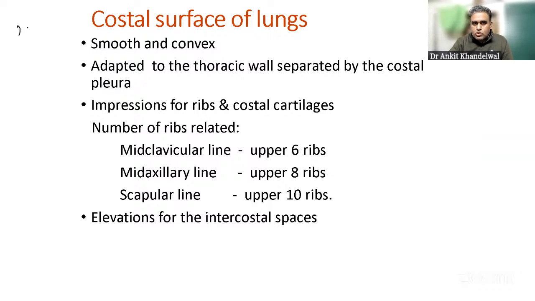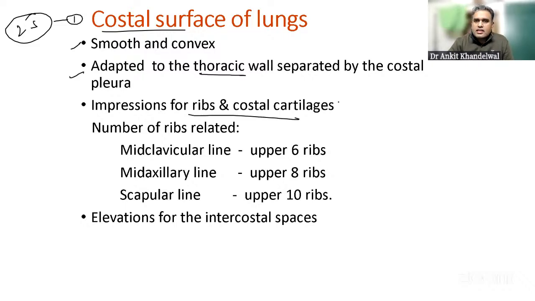Now let's come to the two surfaces. The first one was the costal surface. It's very simple, just go through them. We have discussed them initially also under the pleura. The costal surface will be smooth and convex, it is rounded, adapted to the thoracic wall. Remember these impressions, you will get these impressions. And these ribs, if you remember, I will show you again. Remember 6, 8, 10, and then 8, 10, and 12.